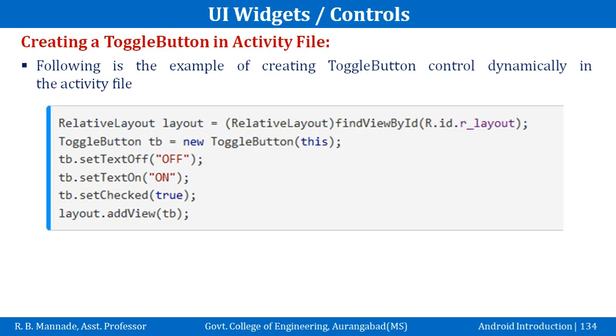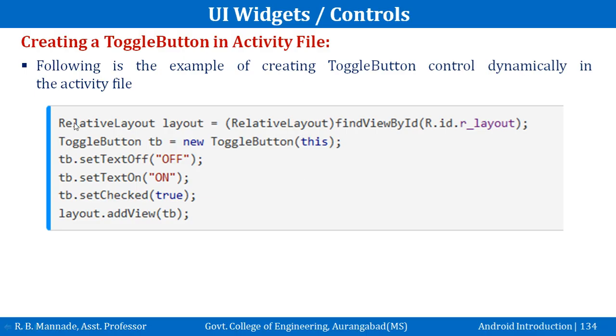Then, as I said earlier, every control can be created in two ways. One way is to create it in the XML or layout file, and another way is to create it dynamically using one of the activity or .java files. So this particular snapshot or code snippet explains how to create a toggle button in the activity file.